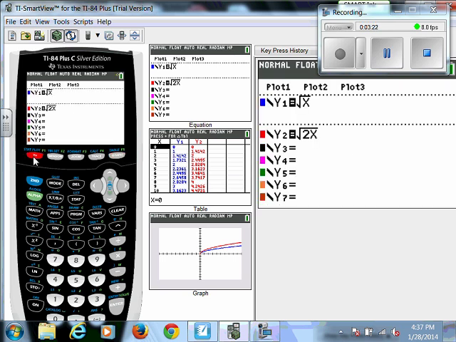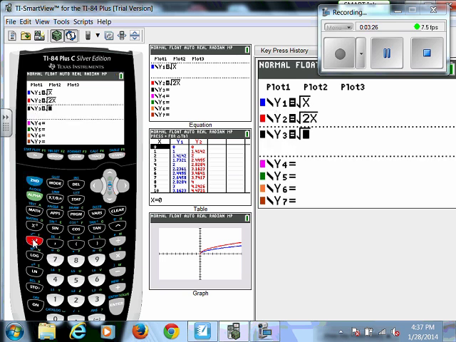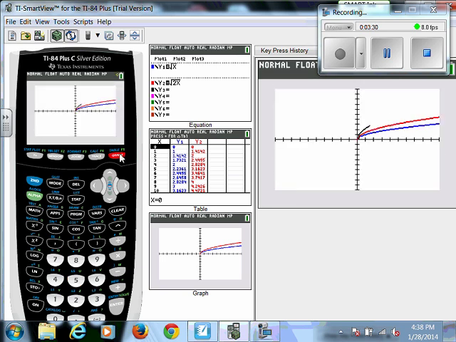Now let's see what 5 does. So we have a B of 5. And it looks like it got stretched even more. We would call this a horizontal stretch by a factor of 5. So what do you notice? As B gets bigger and bigger, the graph is stretched more and more.